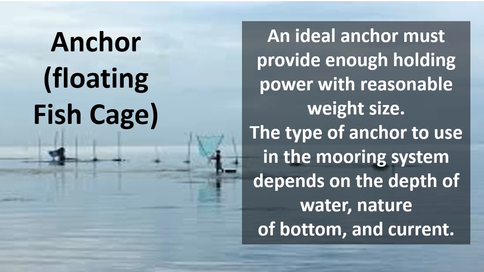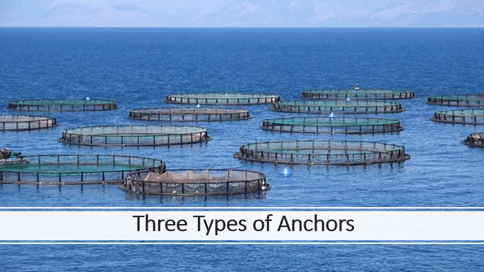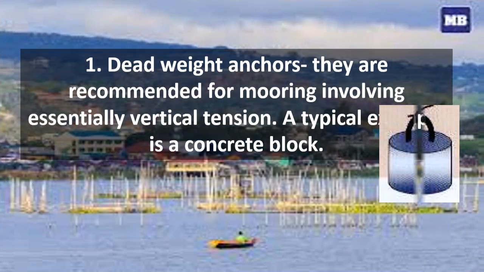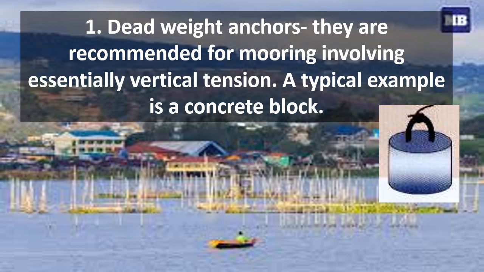Anchor for floating fish cages. An ideal anchor must provide enough holding power with reasonable weight and size. The type of anchor to use in the mooring system depends on the depth of water, nature of bottom, and current. The three types of anchors are: the first one is deadweight anchors.